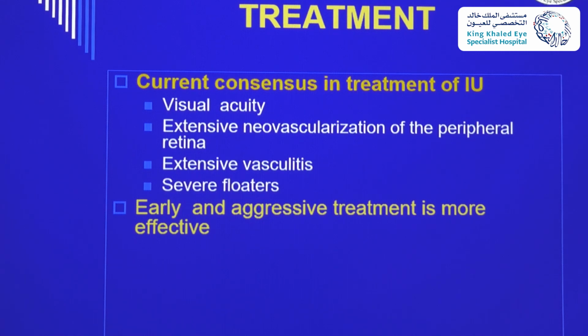If the patient has severe, extensive vasculitis or floaters with vitritis, I have to treat this patient in another way, either by local treatment or intravitreal injections, or if it is bilateral and aggressive, I have to go with systemic treatment. So this is how we can usually approach patients with intermediate uveitis.